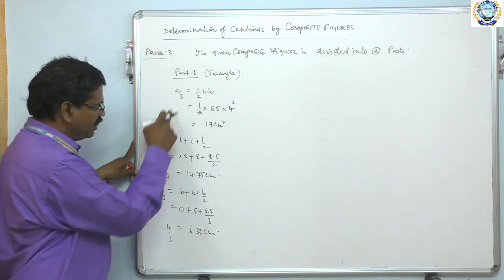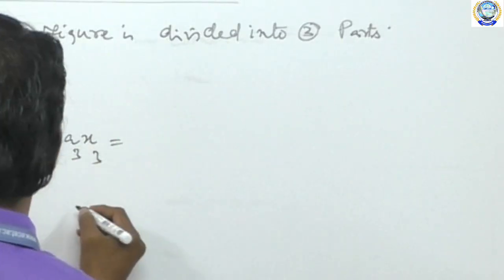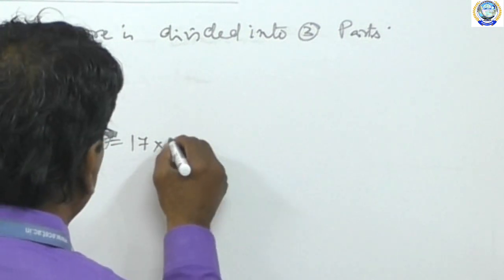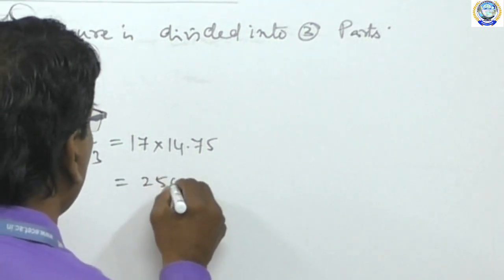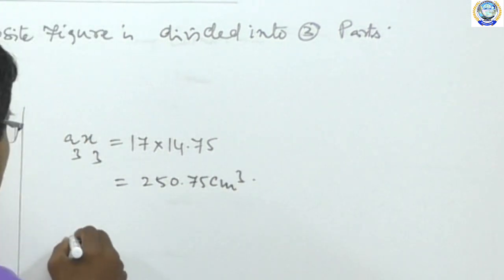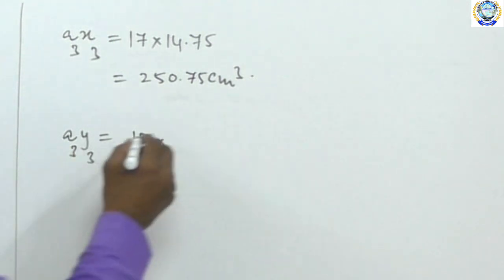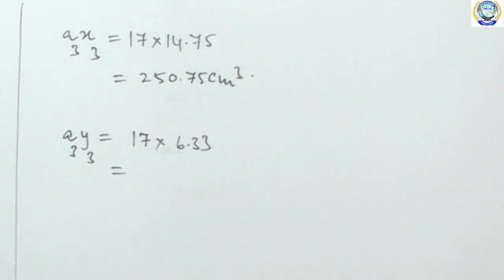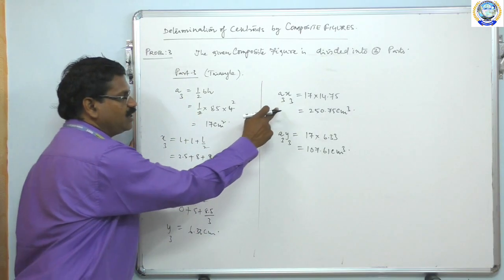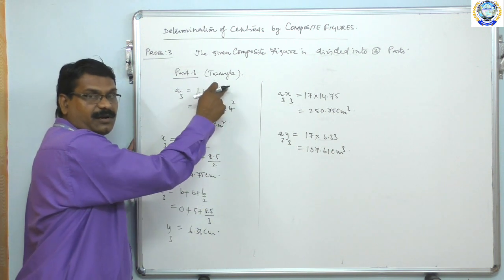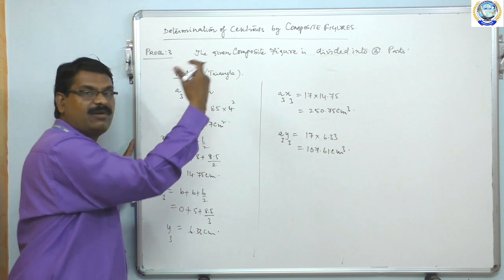Using x3, y3, we need to find a3x3 and a3y3. Therefore, a3x3 is equal to 17 into x3, 14.75. After simplifying this with a calculator, we have 250.75 centimeter cube. Similarly, a3y3 is equal to 17 into, what is y3? 6.33. After simplifying this, we get 107.61 centimeter cube. So therefore, this is a3x3, a3y3 related to part 3. What is part 3 here? Triangle. That means a composite figure is the combination of a semicircle with a rectangle with a triangle. Like that, we will have many number of models.